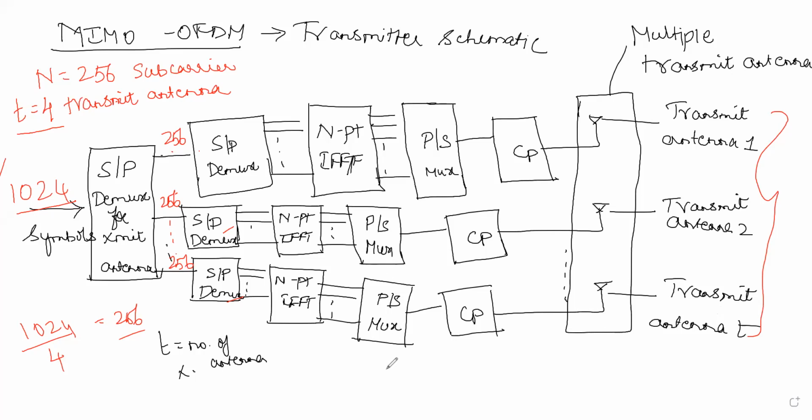Okay, so this is the transmit section. Similarly, we will understand what our receiver section is. Now we will understand about the MIMO OFDM receiver schematic.